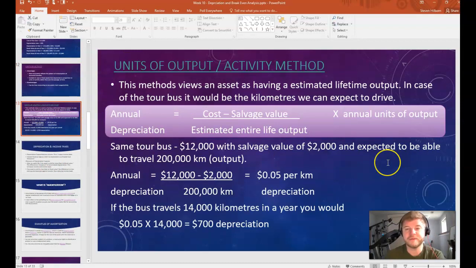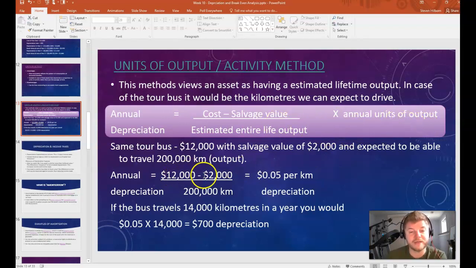So the example for this is that same tour bus. So instead of the amount of years that we think we'll have, it's going to be the amount of kilometers that we can expect to drive. So we're going to say, okay, we expect that this tour bus is going to travel 200,000 kilometers in its lifetime. So we're going to take our cost minus our salvage value. That remains the same. And then we're going to divide that by the estimated entire life output. Okay, so that's 200,000. And then once we know that, then we'll multiply it by the annual units of output.